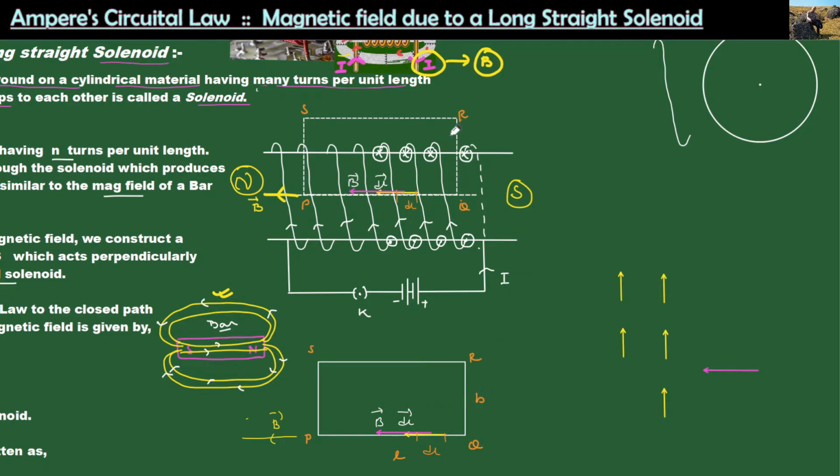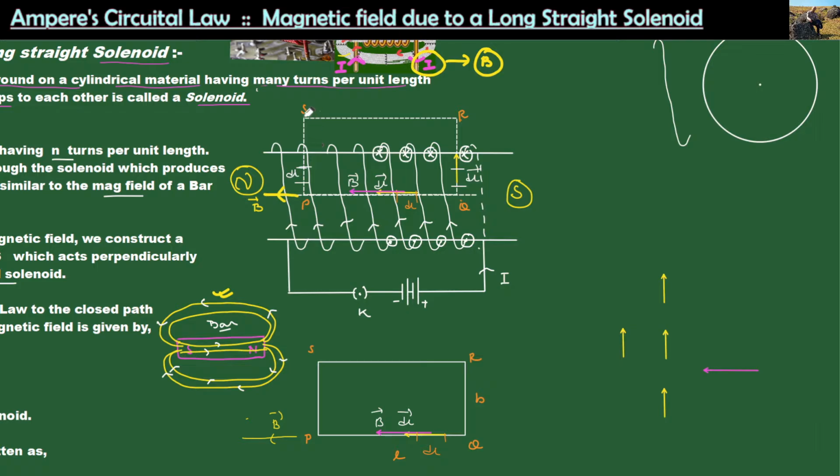Similarly, along this arm QR and along this arm PS, we can also consider another element. Let that element also be dl. Over here also we have to represent the element vector, so I will take this yellow colored vector, and it will represent our element vector dl bar.